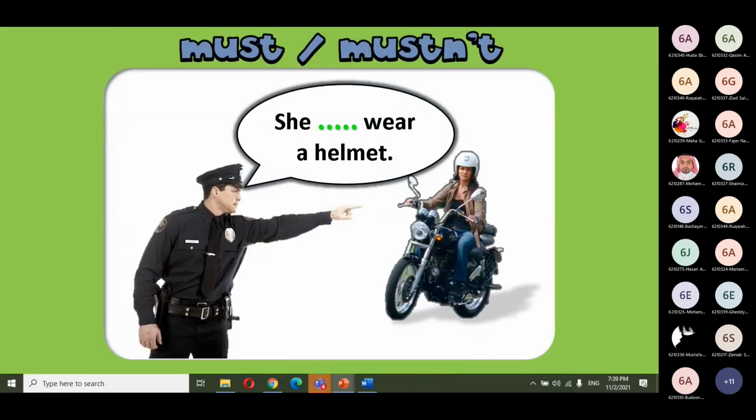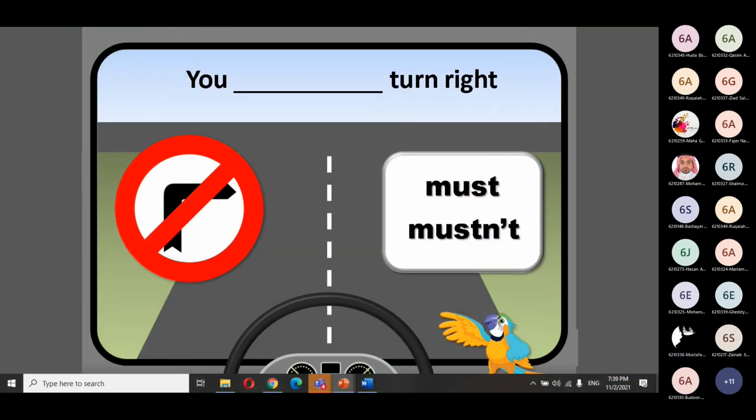Here must and mustn't. She wear a helmet. She must. Must or mustn't? She must. Okay, she must. You turn right. Must or mustn't? Mustn't. ولا نسحب الليسن.